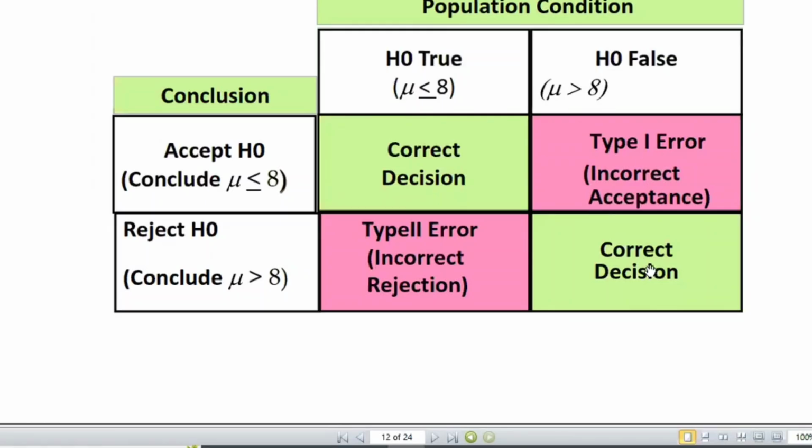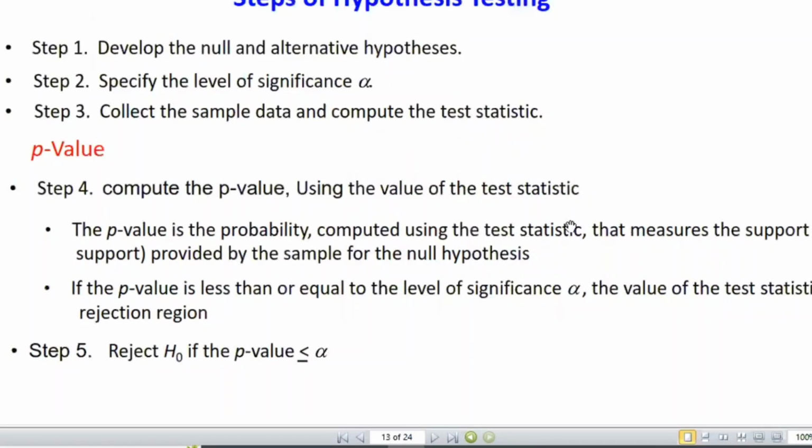Now, next one is, what are the steps involved in hypothesis testing? What are the various steps involved in the hypothesis test? First, you have to develop the null and alternate hypothesis. This is the first step. Second step is check the level of significance in the question. If they have not mentioned, the default value is 0.05. If they have mentioned, whatever the mention is there, that one you have to select.